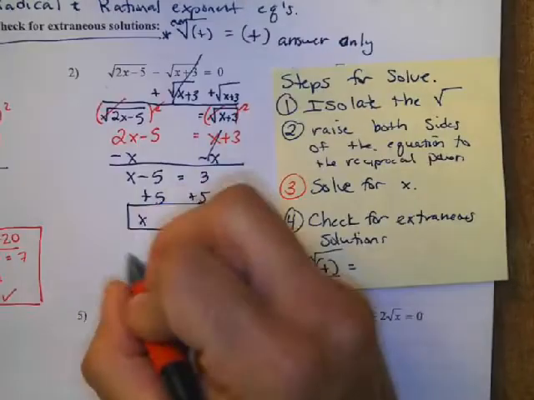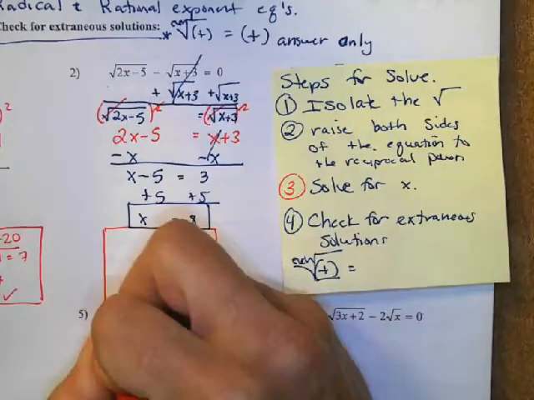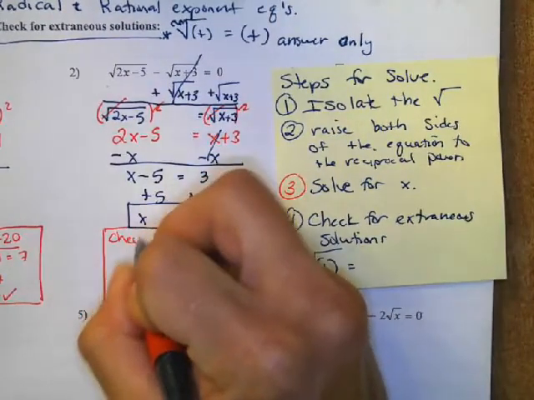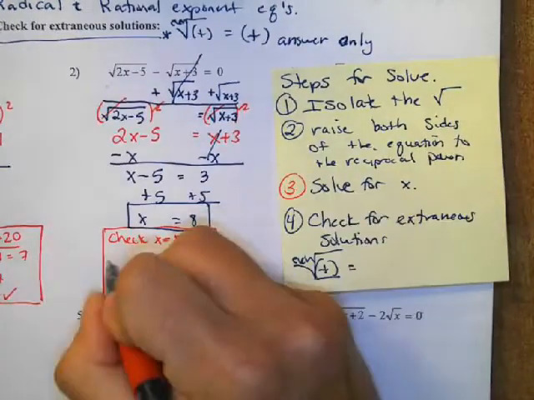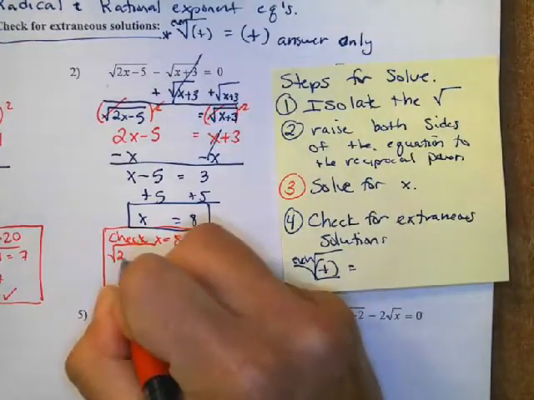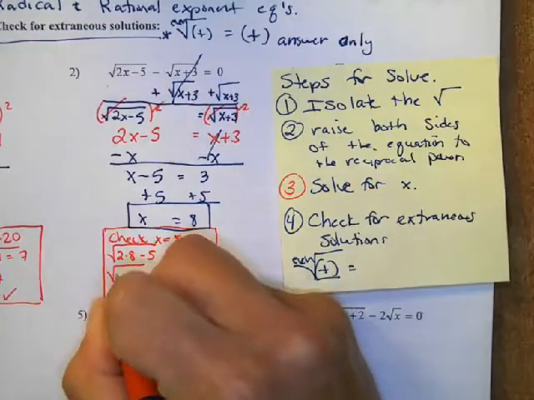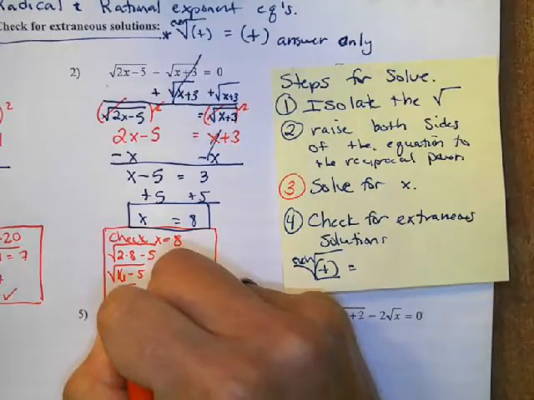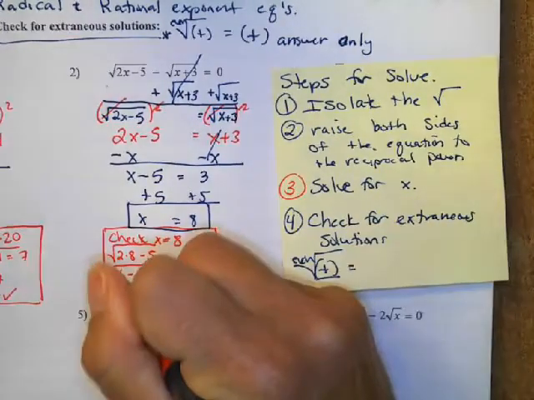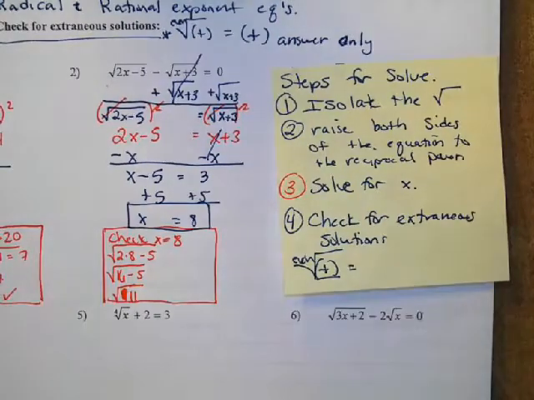Alright, so now I'm going to check x equals 8, and I'm going back to my original equation. Up to the top here, I get 2 times 8, which is 16. 16 minus 5 is square root of 9. Nope. How about 11? Square root of 11. There we go. I was hoping it came out to a nice number, but not so much.